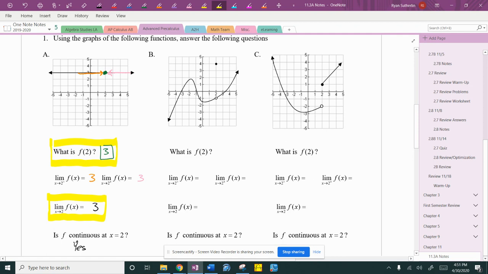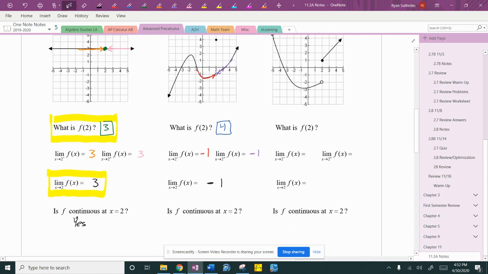Now let's look at this second one here. So I have a graph that's undefined at 2, but there is a point up here. So if I asked you what is f of 2, f of 2 would be 4. Now if I try to evaluate the limit, as I approach 2 from the left, the y value is getting closer and closer to -1. As I approach 2 from the right, again, I'm getting closer and closer to -1. Since those match, we can say the limit exists and it is equal to -1.